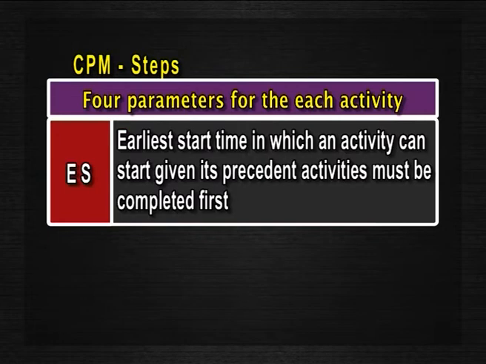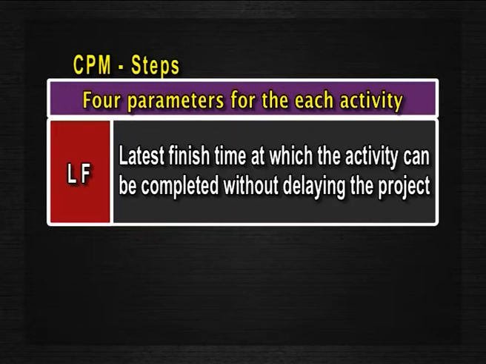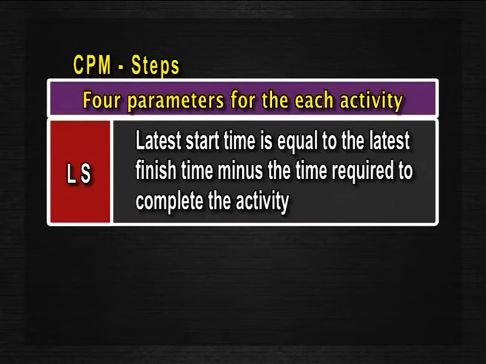ES is the earliest start time in which an activity can start given its precedent activities must be completed first. EF is the earliest finish time equal to the earliest start time for the activity plus the time required to complete that activity. LF is the latest finish time at which the activity can be completed without delaying the project. LS, the latest start time, is equal to the latest finish time minus the time required to complete the activity.